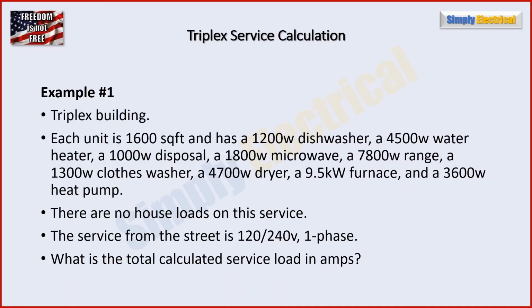Okay, our first example, number 1, is a triplex building. Each unit is 1,600 square foot, and we have a bunch of other data here. It shows everything that's in each unit here. There are no house loads on the surface. It tells us our voltage is 120/240 volt single phase, and then we're going to go calculate the amps. And since the data is also on the next page in the table, we'll go ahead and move right along.